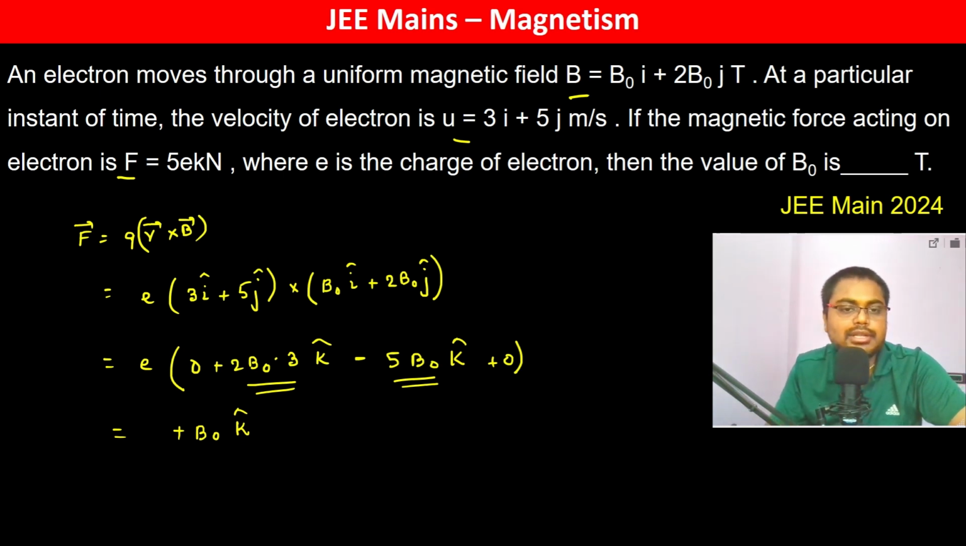So therefore the answer, what is the value of B naught? Now this is B naught K. So this should be B naught K and into E. This is equal to 5E K Newton. So E and E is gone. So B naught becomes 5 Tesla.